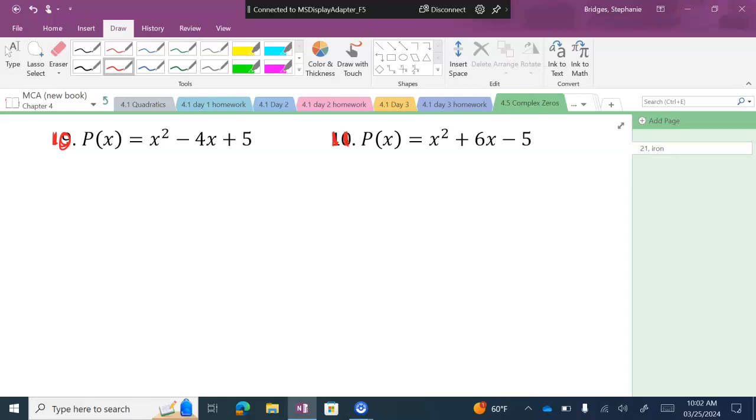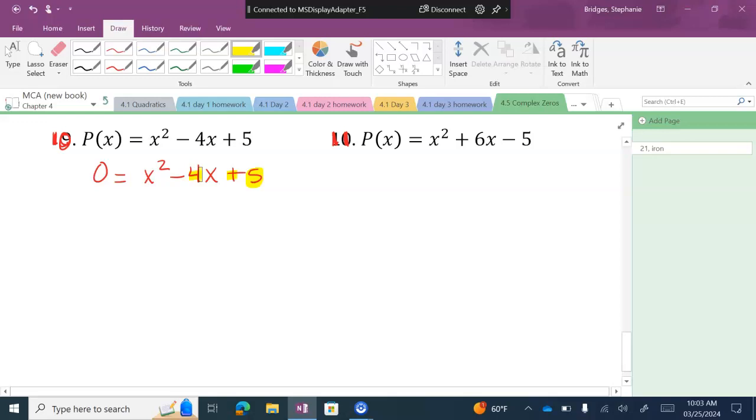So how do I know when I have to use the quadratic formula? When I can't factor it, right? So let's take a look at this first one. P of x equals x squared minus 4x plus 5. That is a trinomial, and normally we could factor and solve, which we've done before. I'm going to change that p of x into 0 again, but here's the question. Are there numbers that multiply to give me 5 and add to give me 4?